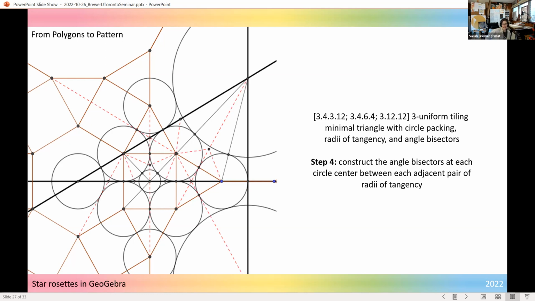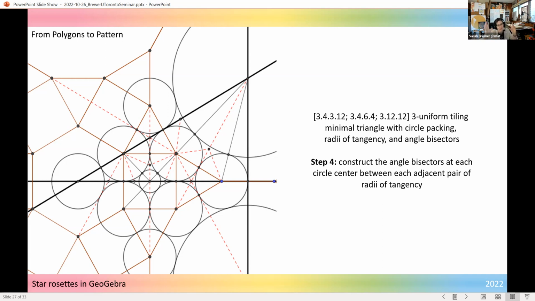This is kind of the next key bit. So we've got all of our circle centers connected. We've got these, what I refer to as radii of tangency, so line segments that go through the points of tangency between circles. The next thing we want is between any 2 radii of tangency, we want to find the angle bisectors. So I'm just going through and finding all of the angle bisectors. Again, just inside that minimal triangle, I don't need to worry about any of this stuff outside the minimal triangle.